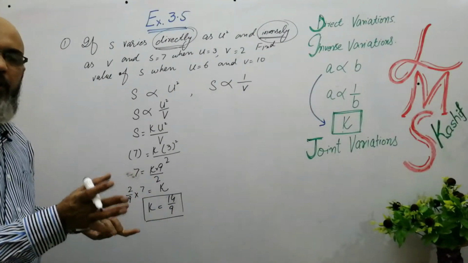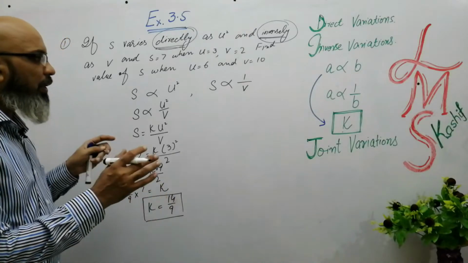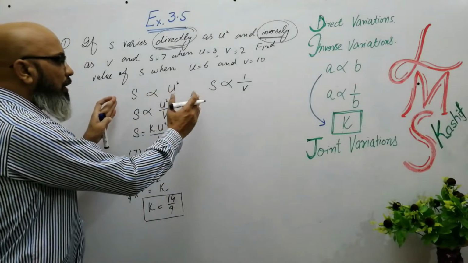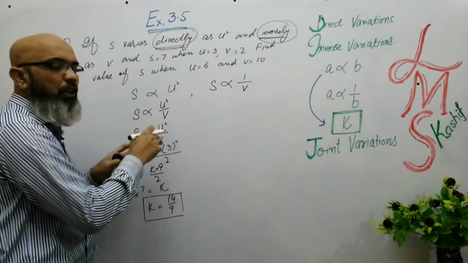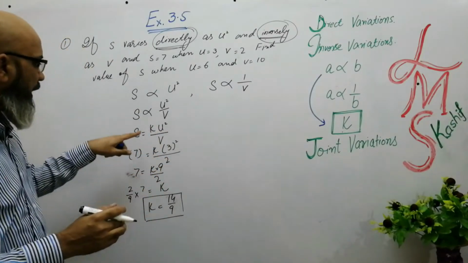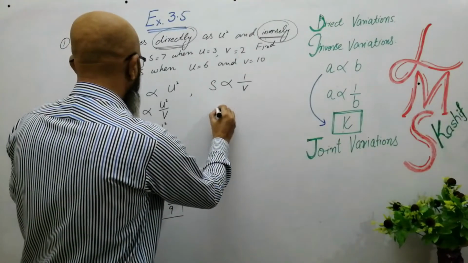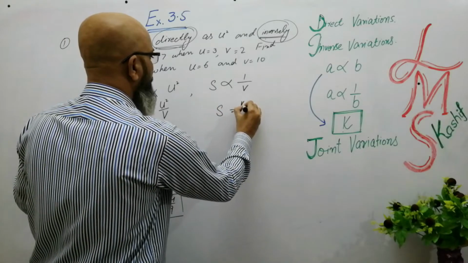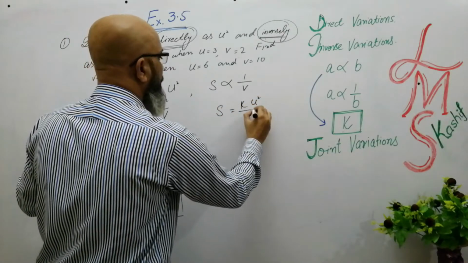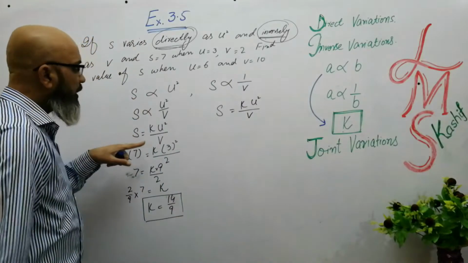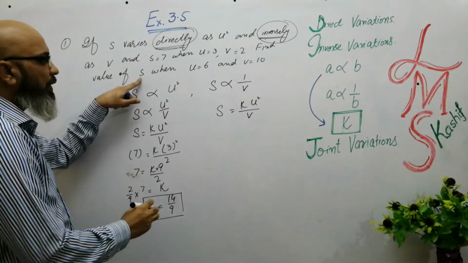The similar step we did in the previous questions, only the one thing is different. Here both variations are used in one question. So again, take this equation, s is equal to k u square over v. Now what is the value of s? You have to find the value of s.